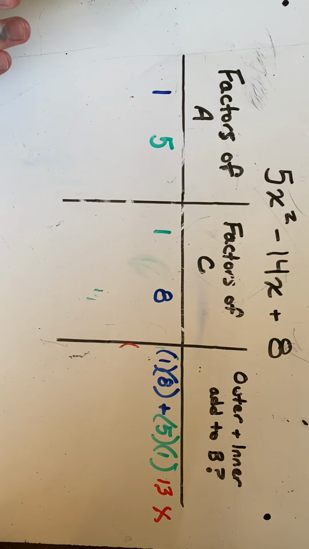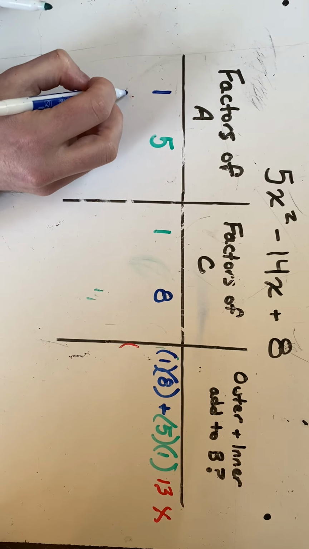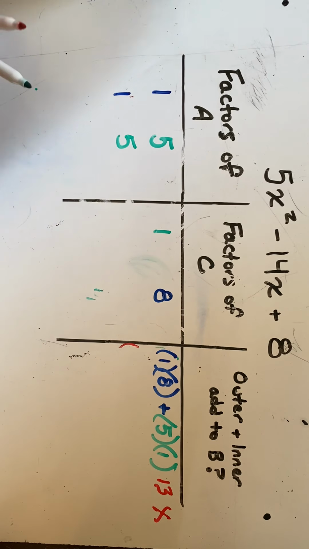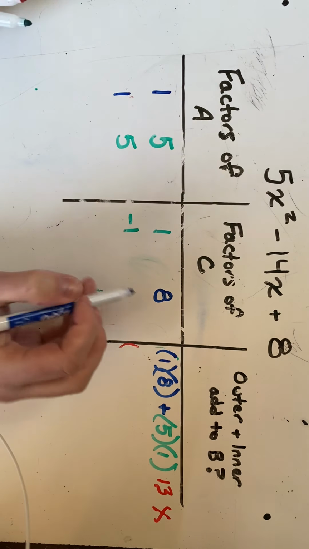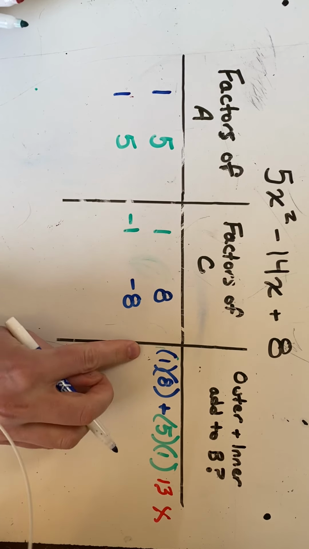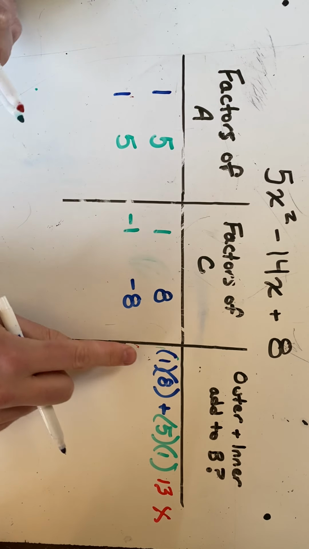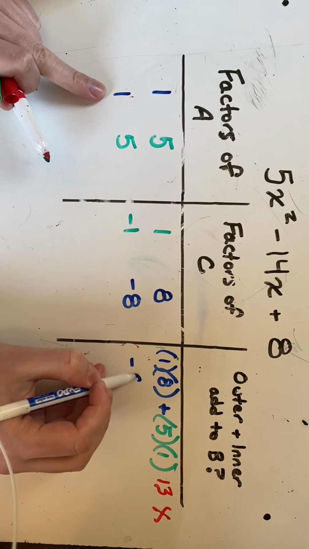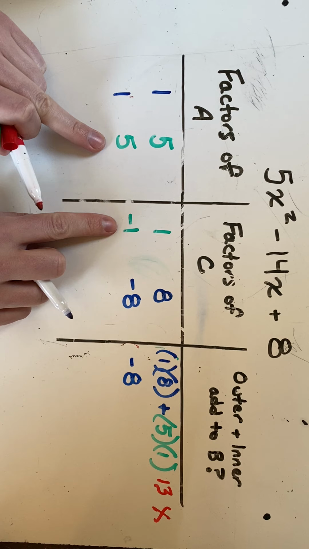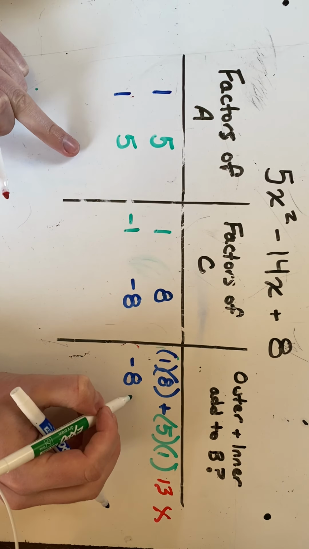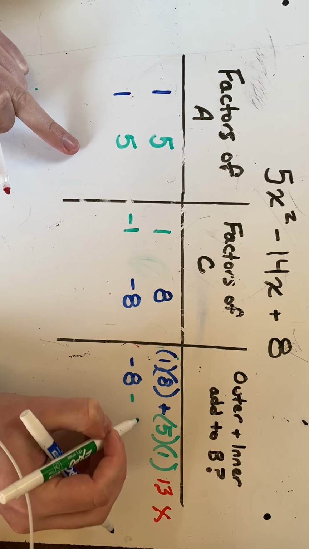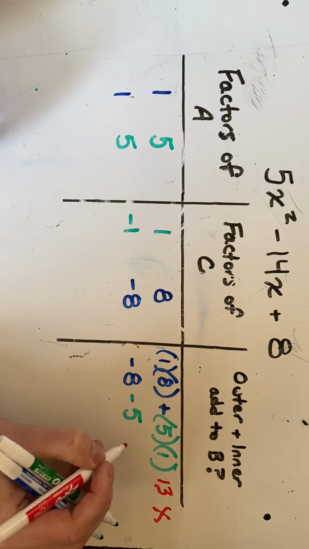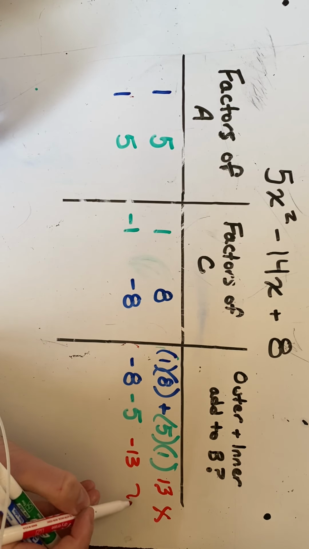I'm going to come back and try a different way. I'll keep my 1 and 5, but this time I'll try negative 1 and negative 8. Okay, so now I'm not going to write the whole thing out this time. I'll just do it a little bit shorter. 1 times negative 8 is negative 8. And 5 times negative 1 is negative 5. So I'm going to just put the minus 5 there. So negative 8 minus 5 gives me negative 13. Well, that doesn't work.